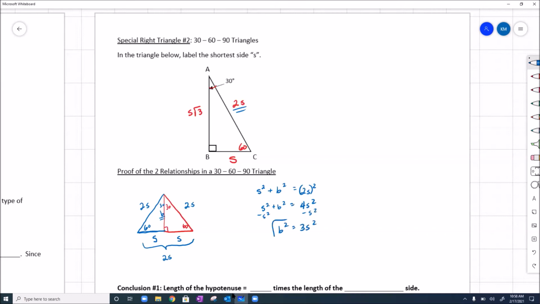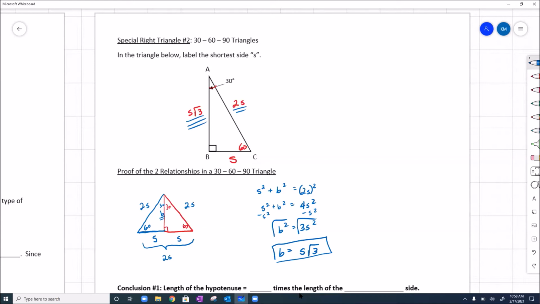And we want to find out what that last thing is, so taking the square root, that gives us b. The square root of s squared is s. The square root of 3, we just have to write as square root 3. Okay, and so that proves that this is going to be s radical 3. So there we go, that's our proof.